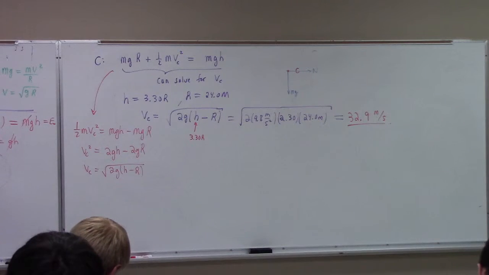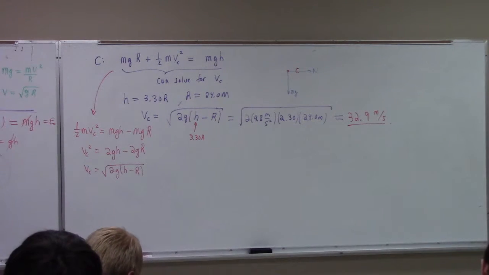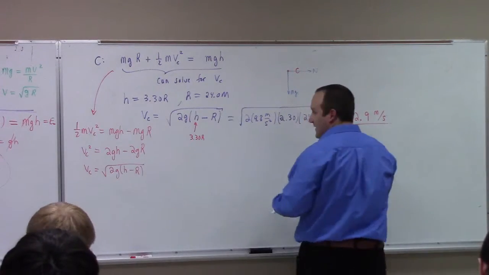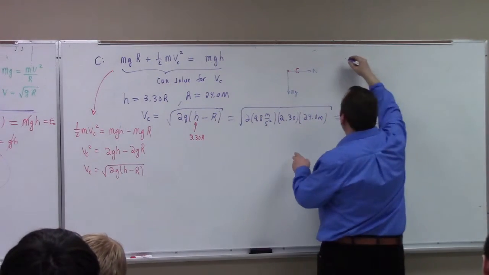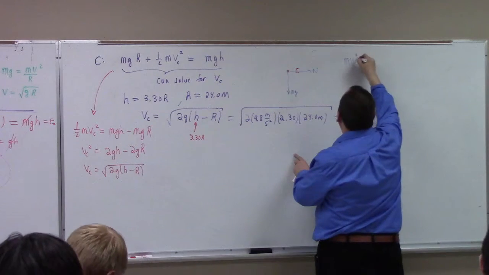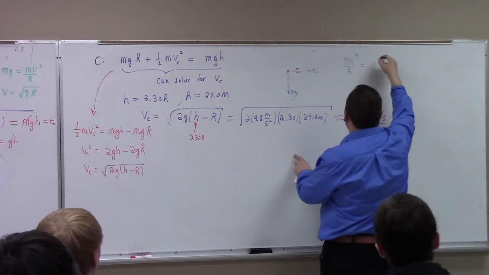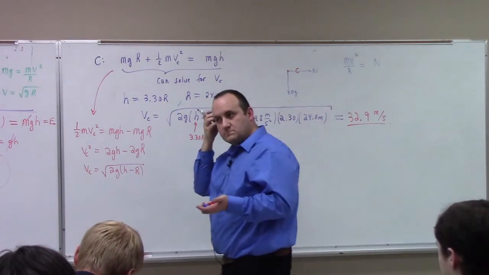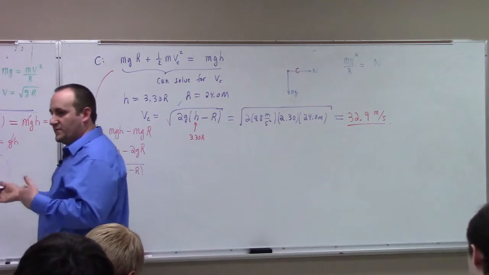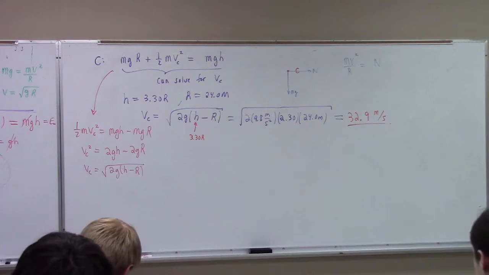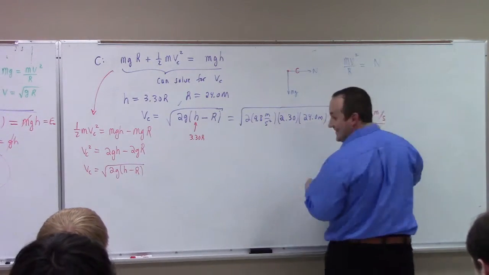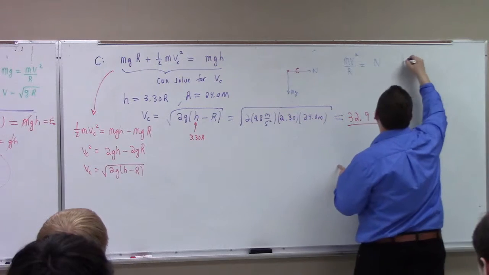Anything? MV squared over R. That is not a force. But that is an important question. How about the mv squared over r? Well, that's equal to the normal force. The normal force is what's giving it that center-seeking force, right? MV squared over R, that's the acceleration? It is mass times the radial acceleration.